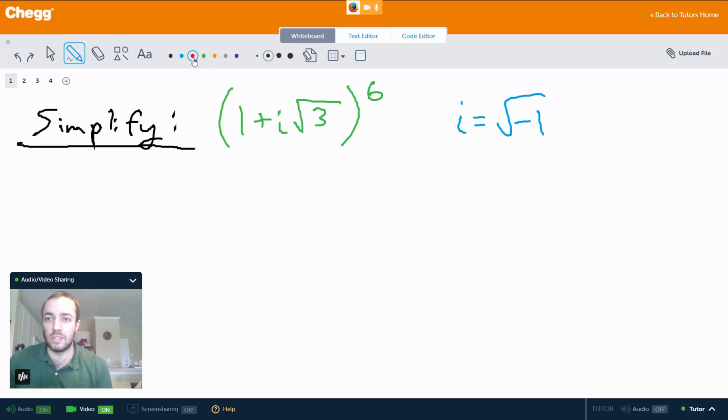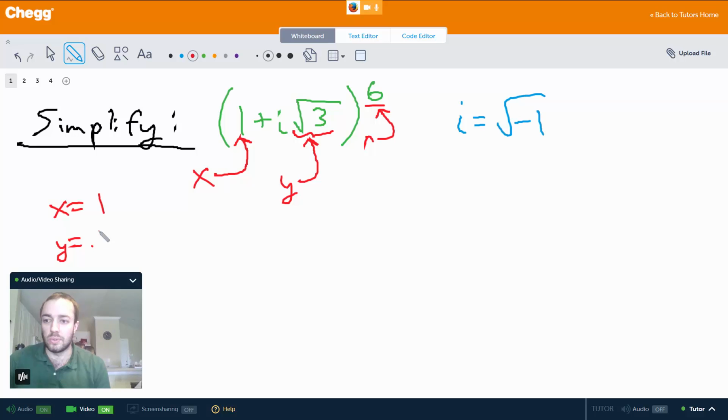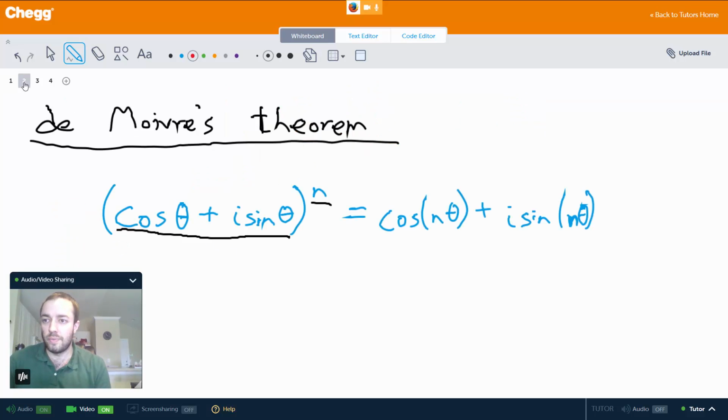So first what we have to do is identify x and y. So here's our x, 1, and then here's our y, positive square root of 3, because we have a plus sign here. So everything's positive, so that's good. Nothing to worry about there. And then this is our n, that's okay. n is 6. So we have x equals 1, and y equals the square root of 3.